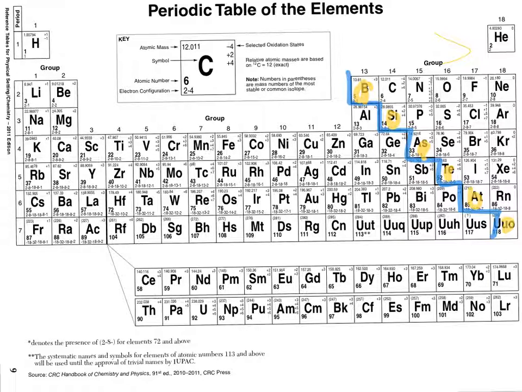So therefore, we have B. B is here, and B sits on the step, so we know that can't be. So we're going to eliminate that. Then we saw that we have C, Si, and Ge, and Si sits on the step, so we're going to eliminate that. Then we saw Li, where Li is all the way over here toward the metal side, so we're going to eliminate that. And so the only thing that remains is answer number 4.